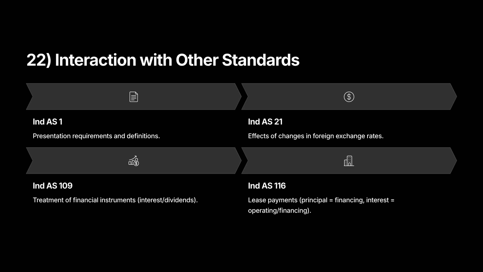Interaction with other standards. IND AS 7 links closely with other standards. IND AS 1 for presentation rules, IND AS 21 for foreign exchange implications, IND AS 109 for financial instruments and classification of interest/dividends, and IND AS 116 for lease payment classification, principal typically financing, interest operating or financing depending on policy. Cross-check these when preparing cash flows.